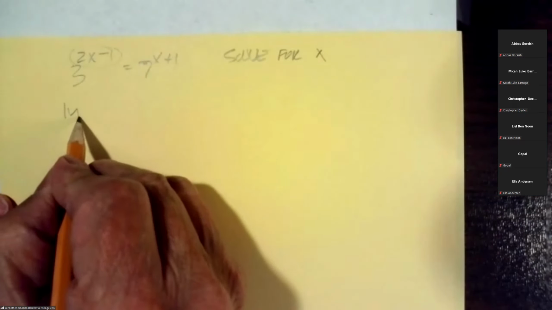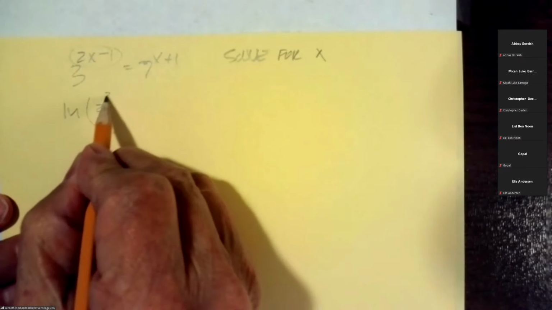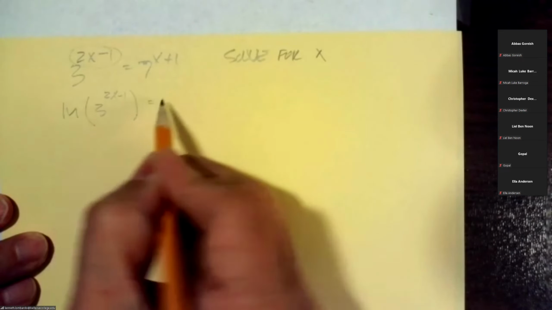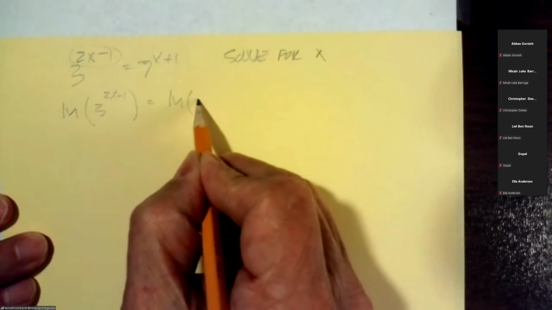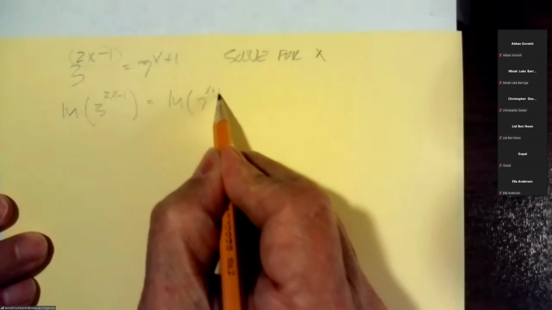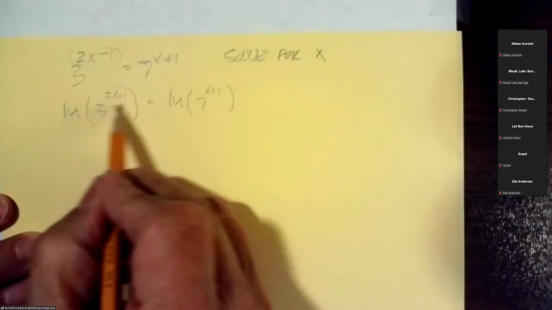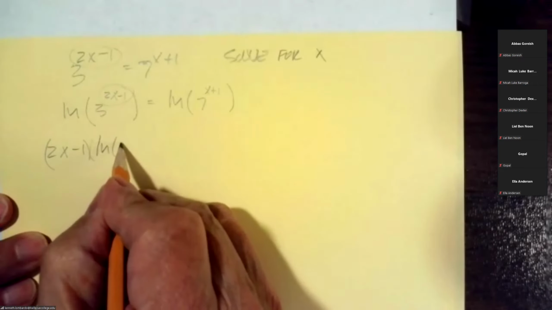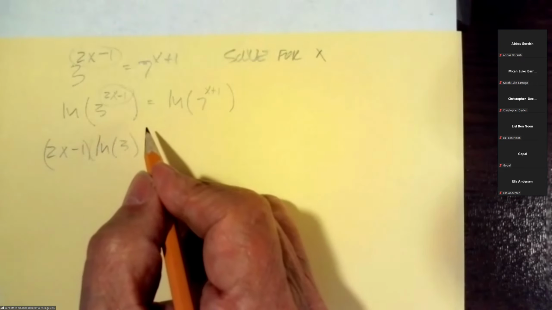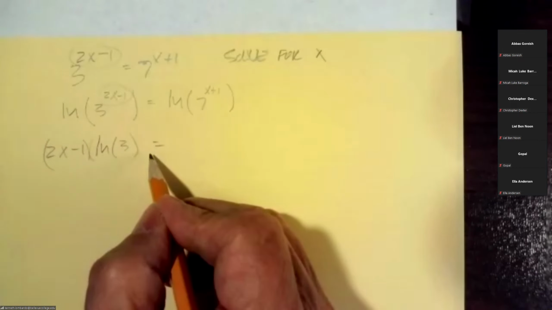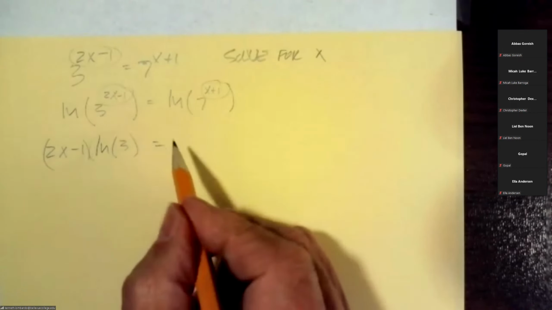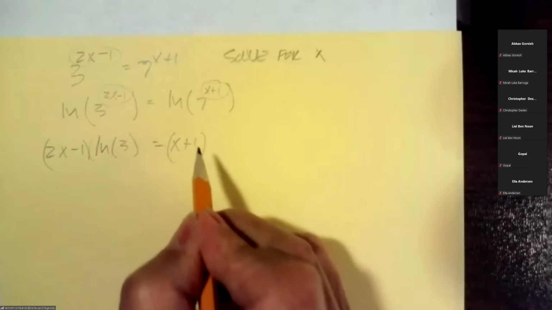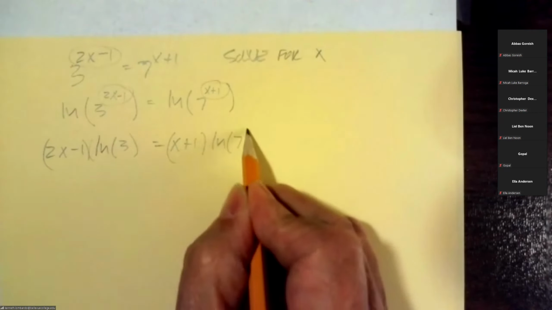If I take the ln of 3 to the 2x minus 1 and set that equal to the ln of 7 to the x plus 1, then the exponent becomes a multiplier. So I have 2x minus 1 times ln of 3. On the right side, this becomes a multiplier, x plus 1, times ln of 7.